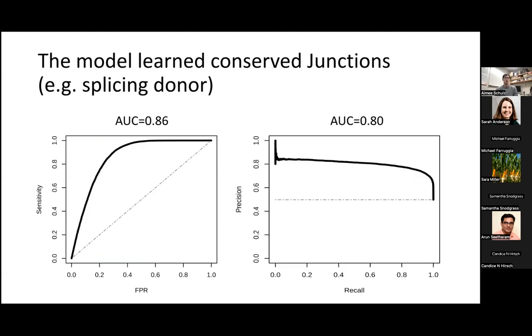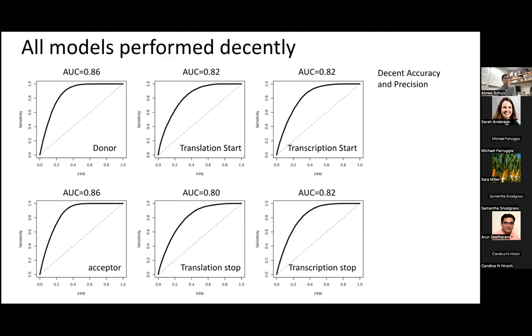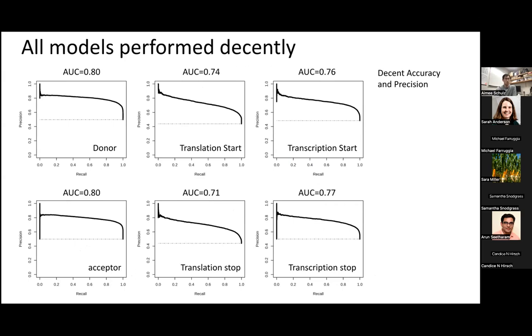And next, we're going to see how the model performed. We can see from the ROC curve and PR curve that, for example, the splicing donor model has relatively high accuracy and precision. And if we extend it to all 6 models for different junctions, we can see that all of them perform decently well in terms of accuracy and precision.